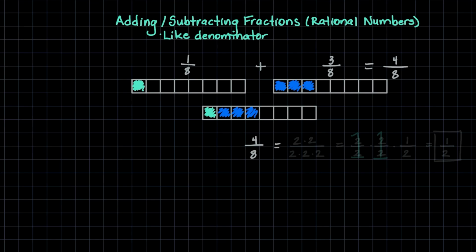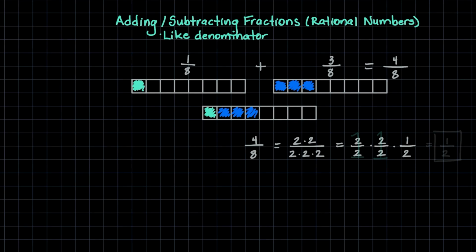4 factors to 2 times 2. 8 factors to 2 times 2 times 2. We keep in mind something divided by itself is equal to 1. So 2 over 2 here, I'll actually show you. I can split this into 2 over 2 times 2 over 2 times 1 over 2.